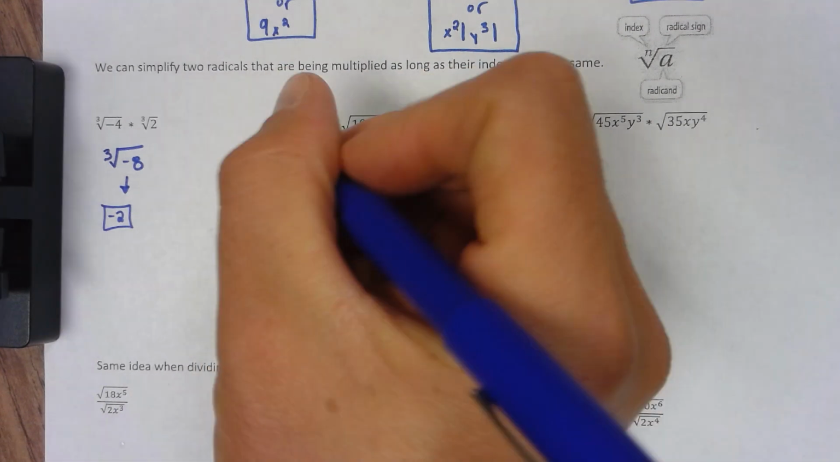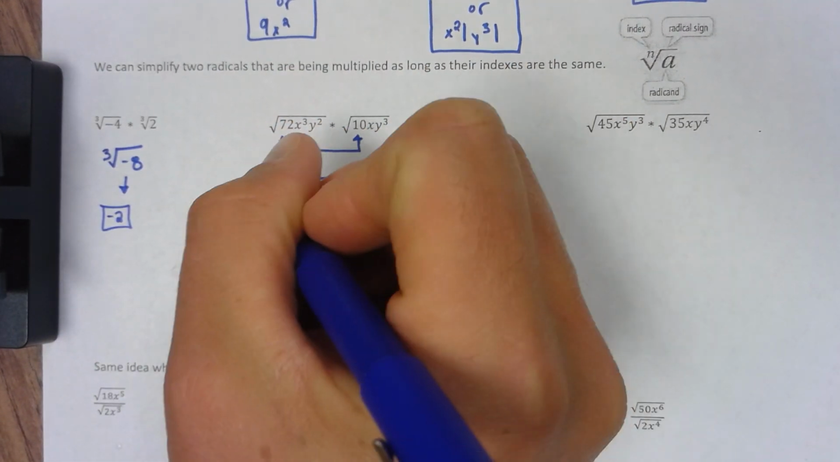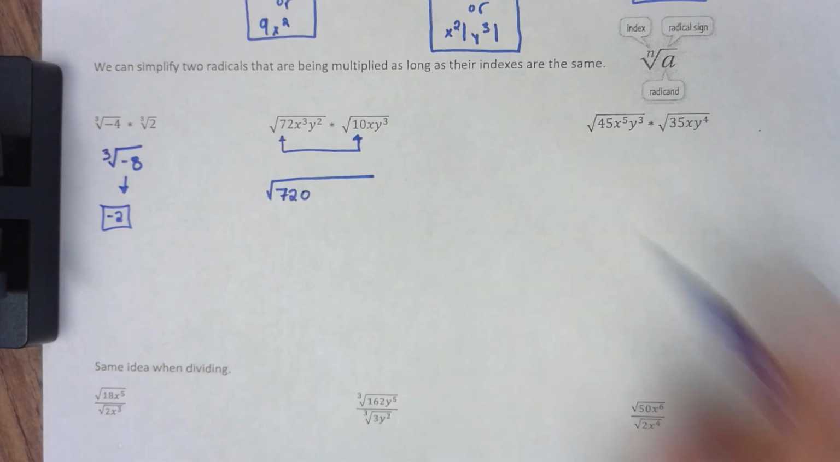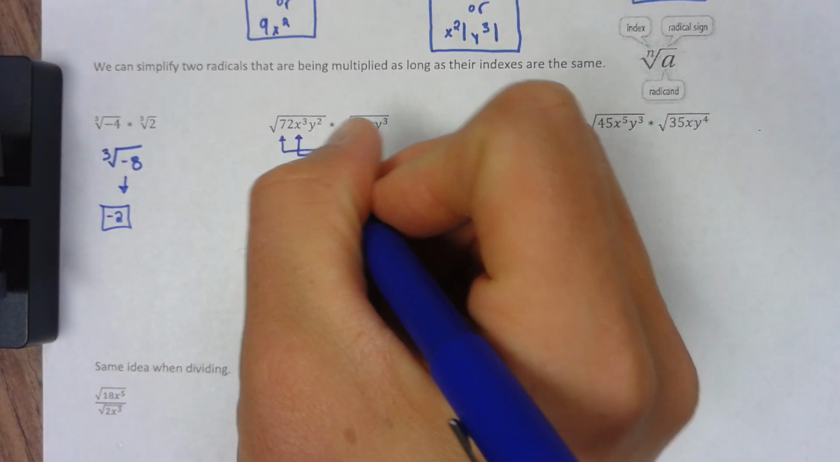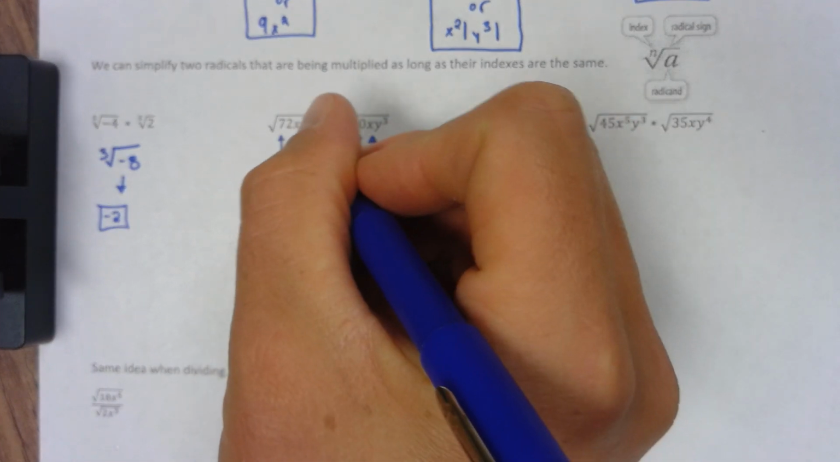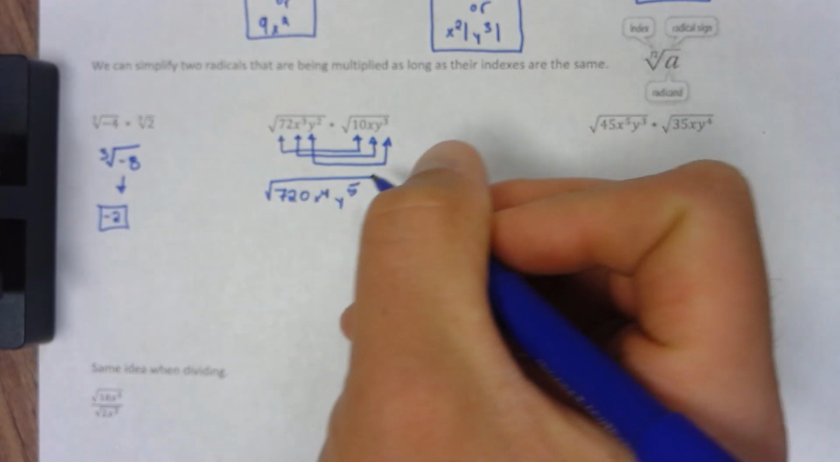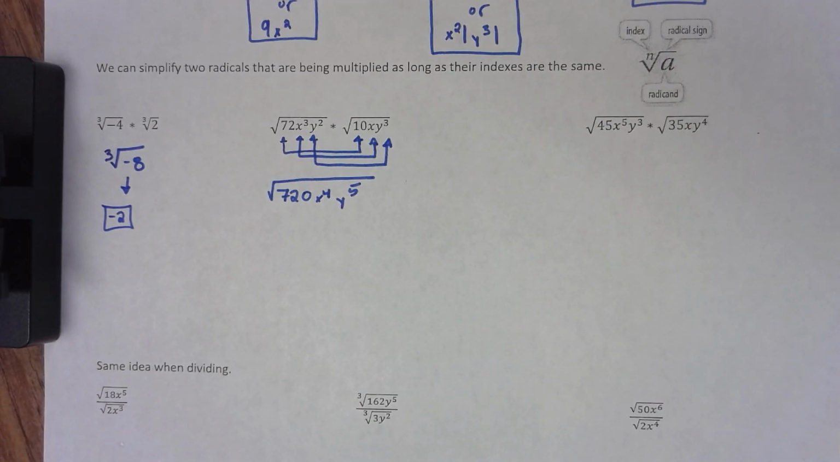I'm going to multiply the number part together. So 72 times 10. So we're going to have to simplify the square root of 720. x cubed times x is x to the fourth. And then y squared times y cubed is y to the fifth, adding those exponents.